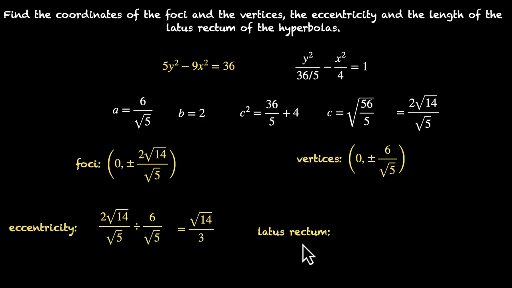What about the latus rectum? That's 2b square by a. So that's going to be equal to 2 times 2 square divided by a. That's 6 by root 5. So cancelling 2 out here, this is 4 times root 5 divided by 3. So 4 root 5 by 3.